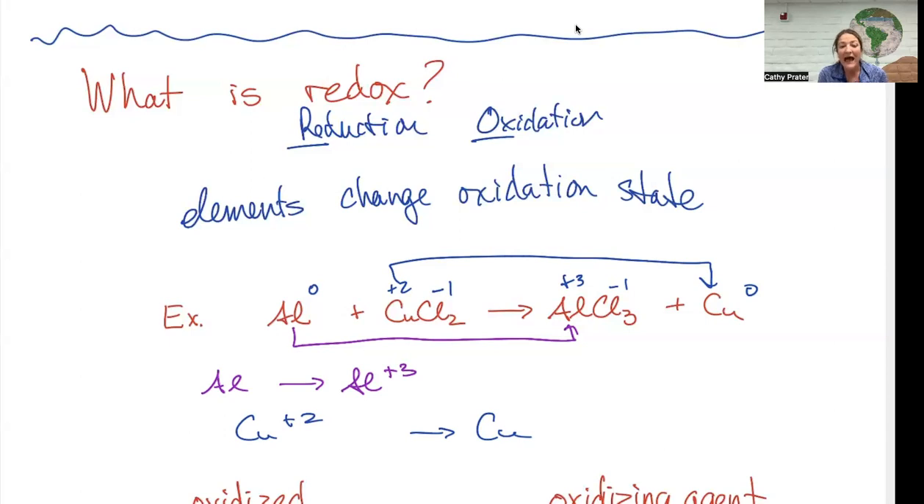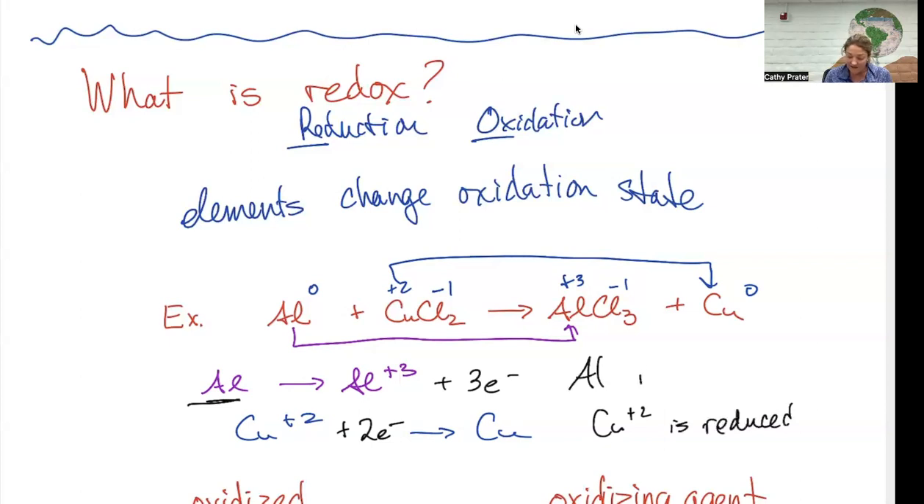How does aluminum become a positive ion? Aluminum becomes a positive ion by giving up electrons. Each atom must lose 3 electrons. You can think of it as this aluminum splits into a positive ion and electrons. For the copper, however, it starts off positive and it becomes neutral. So it must do so by gaining 2 electrons. Here, we would say that Cu +2 is reduced. And we say that Al is oxidized.